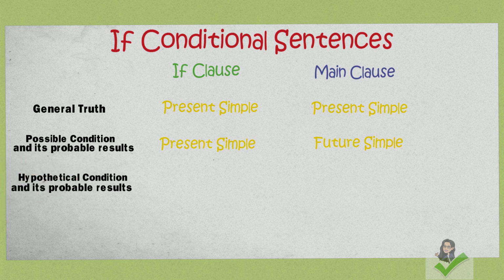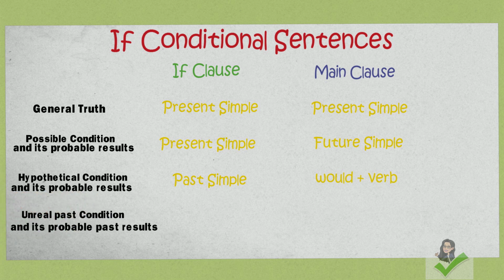If you want to refer to a hypothetical condition and its probable result, use the past in the if clause, would, and the base form of the verb in the main clause. And finally, if you want to refer to unreal past condition and its probable past results, use the past perfect in the if clause, would, have, and past participle in the main clause.